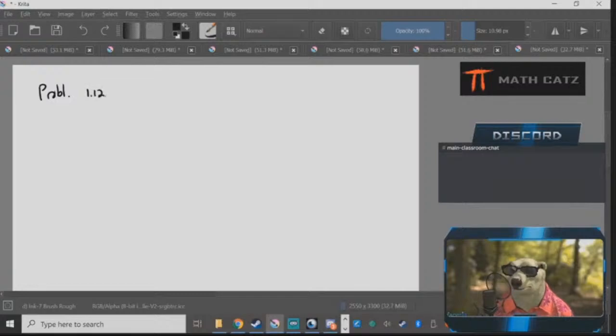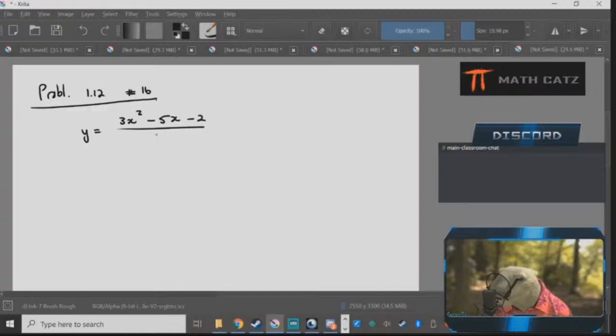So I want to do problem 112, number, I'm going to go 13. Apparently I want to do 16 first. All right, apparently 16 is first. Don't know why. I'm just going to write my function here. Y is equal to, instead of showing it, I have it in front of me. You can just take my word for it, or you can double check. And the bottom polynomial is x squared minus 9.